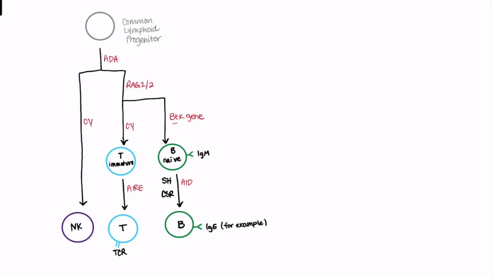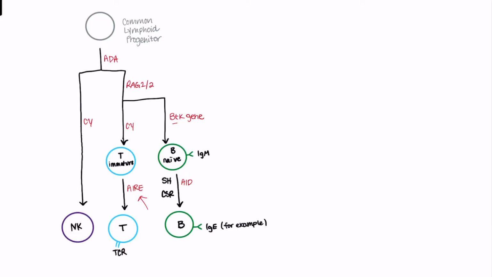And then lastly, we have AID and AIR. AID is a protein that adds point mutations during somatic hypermutation, and without AID, we would not be able to undergo somatic hypermutation or class switch recombination. So without AID, we would not be getting B cells with different immunoglobulins on the surface. We would only have B cells with IgM, and that leads to something called hyper IgM syndrome, which we will be talking about in just a second.